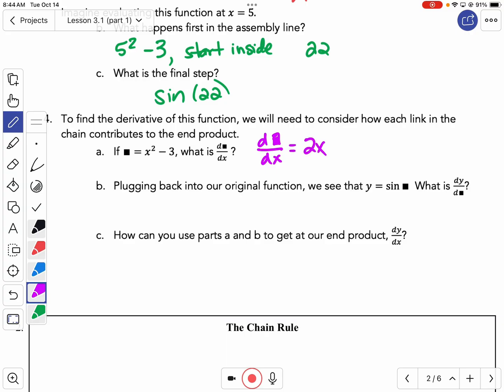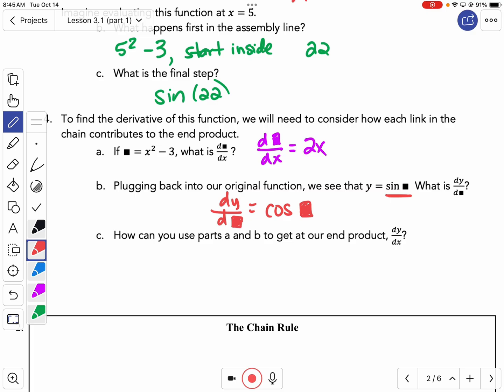Okay, all right. So if we plug back into our original function, we see now that y is equal to the sine of the black box, okay? But I want to take the derivative with respect to the black box of sine of the black box. So what would be the derivative of sine? It would be cosine, okay? Cosine of the black box.